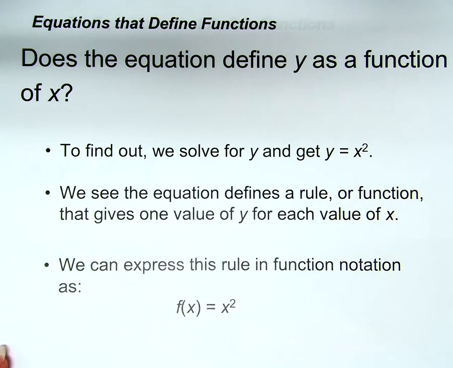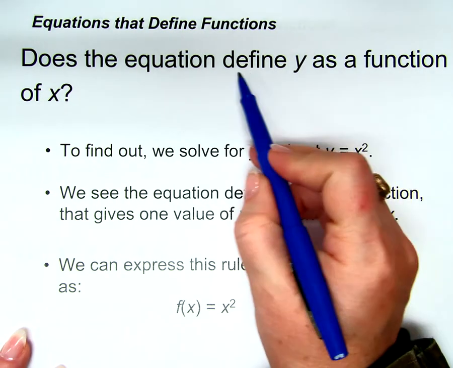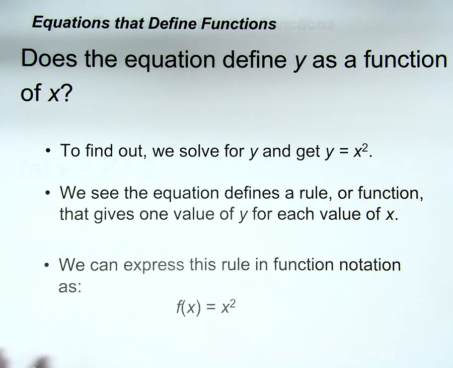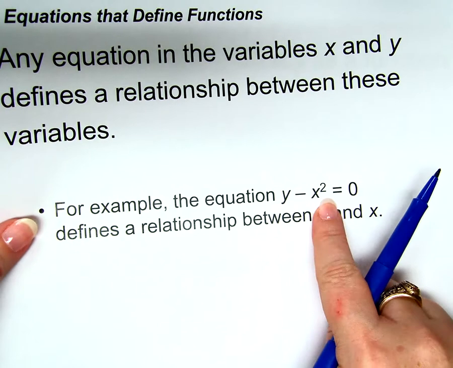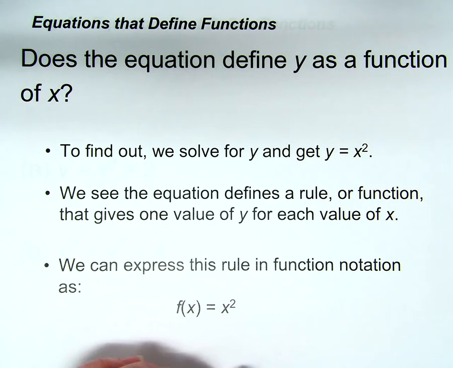Okay? So does the equation define y as a function of x? To find out, we solve for y in this problem right here, y minus x squared equals 0. We solve for y by adding x squared to both sides to get y equals x squared.